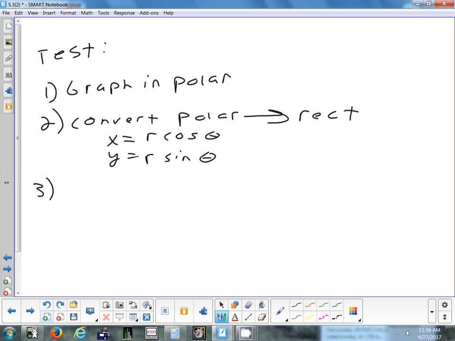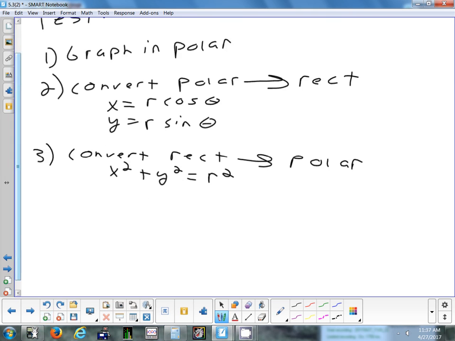Okay, the next thing is converting the other way, and that's what Jackie just asked about. Convert rectangular to polar. For that, to find the radius, you use x squared plus y squared equals r squared. And then to find the angle, which trig function do we use? Close. Not tangent, but inverse tangent. Inverse tangent, y over x.